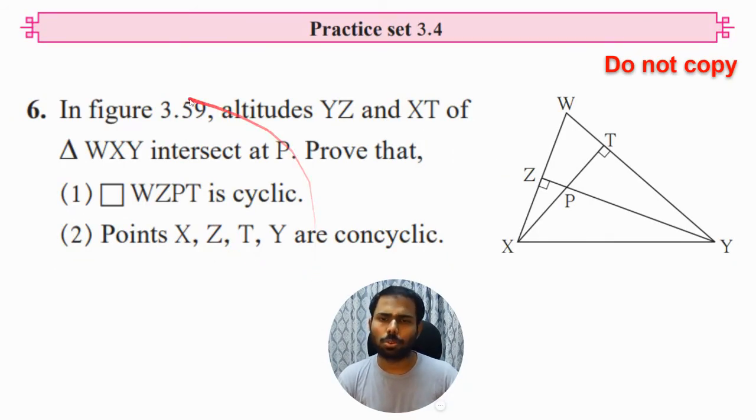Question number 6, and this is going to be your last question for this learning session. So in figure 3.51, this is your figure 3.51. Altitudes YZ and XZ of triangle WXY intersect at point P. Where are altitudes YZ and XZ? YZ is here and XZ is here. Altitude means they are going to be at right angles with the lines they are intersecting or touching.